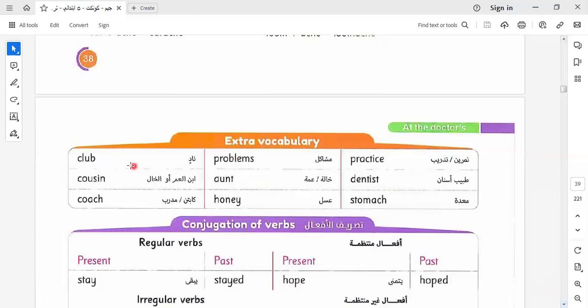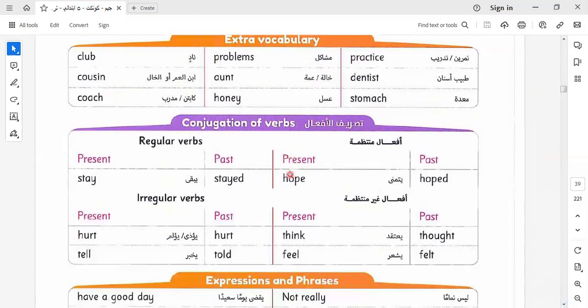Let's go to learn some important vocab in this part. We have clap, problems, practice, cousin, aunt, and dentist, push, honey, and stomach. Here we have the verbs. As we told you before, some verbs add ed and other verbs change completely. I will give you one or two examples because we know now the regular and irregular verbs, and we all agree on this rule.